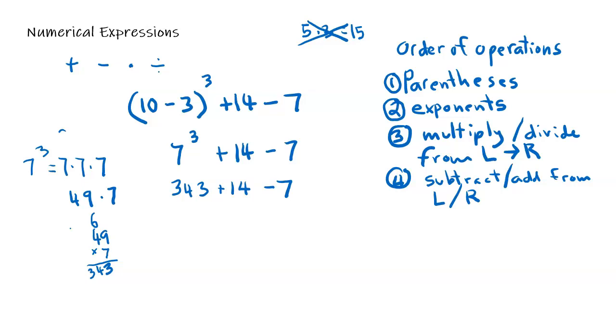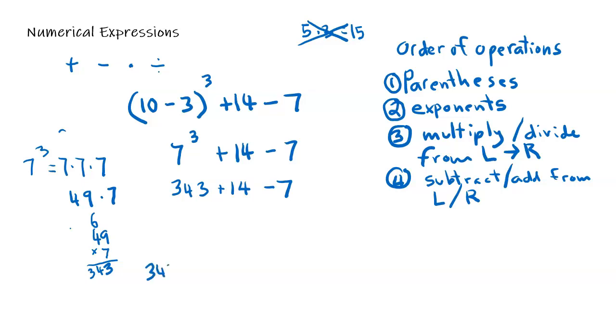Okay, now here it says from left to right, so basically you do what comes first. So here we have addition and we have subtraction. So from left to right I have 343 plus 14. So the plus comes first because when I move from left to right it comes before the subtraction sign. So I'm going to add 343 and 14. So I'm going to do that over here without a calculator.